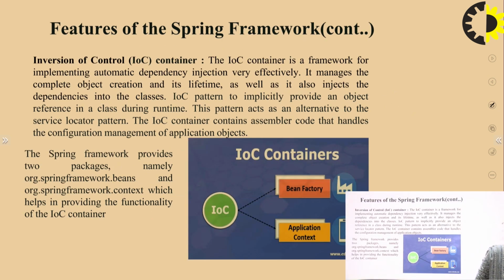Now, the first is IOC. In IOC, we have first the bean factory and second the application context. The IOC container is a framework for implementing automatic dependency injection very effectively. It manages the complete object creation and its lifetime, and it also injects the dependencies into the classes. The IOC pattern implicitly provides an object reference in a class during runtime, and this pattern acts as an alternative to the service locator pattern.